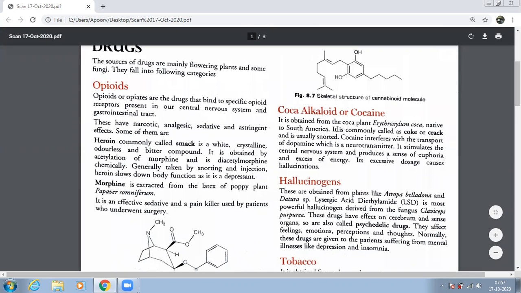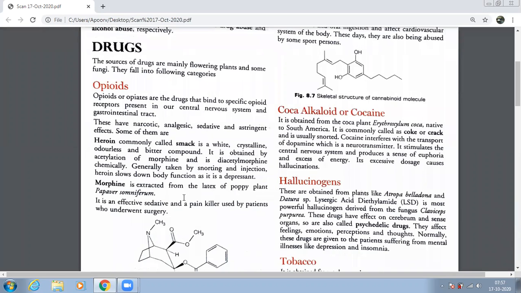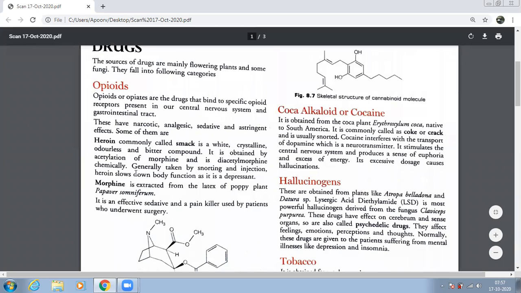अभी I discuss the first chapter's question answers, तो आप देखोगे कि इसमें से कितने सारे क्वेश्चन आते हैं previous boards में. Morphine is extracted from the latex of poppy plant, Papaver somniferum. You don't have to only learn the name of this plant, you also need to learn that this is the latex. ये चीज जरूर mention करना है. Morphine is extracted from the latex of poppy plant, commonly called poppy, otherwise Papaver somniferum. It is an effective sedative and a painkiller used by patients who underwent surgery.